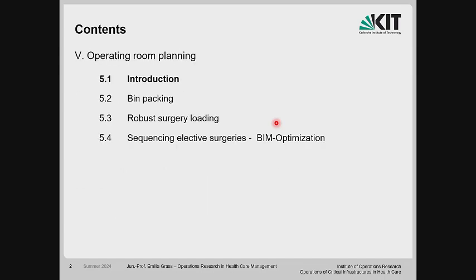So this is a brief overview of the operating room planning. We have a brief introduction, and then we use the bin packing problem from operations research. This is always the case when we try to use some kind of known techniques and use them for the healthcare setting to improve our planning. And then we have some robust surgery loading to hedge against uncertainties, and then at the end, sequencing elective surgeries. Electives are those who already have an appointment.